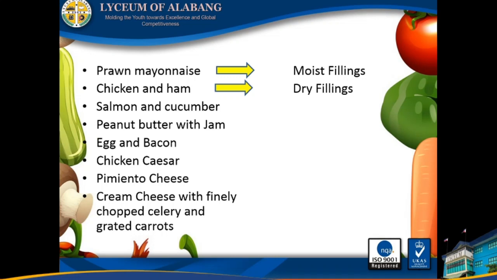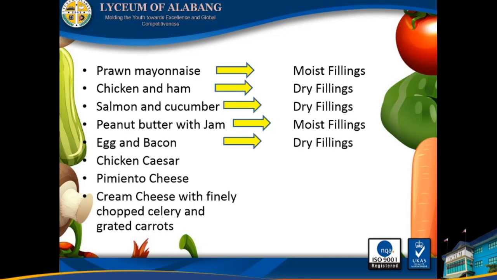What about salmon and cucumber? Yes, it's dry fillings. What about peanut with ham or jam? Of course, that is moist fillings. Next is egg and bacon. Is it dry or moist fillings? Yes, that is a dry filling. Chicken Caesar, is it dry or moist? Of course, that is a moist filling.